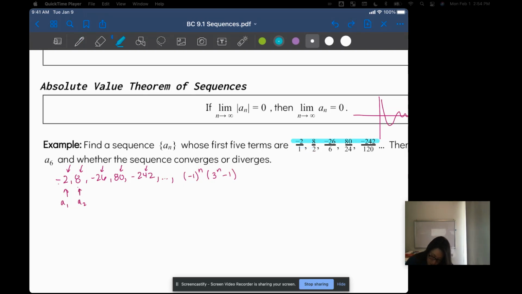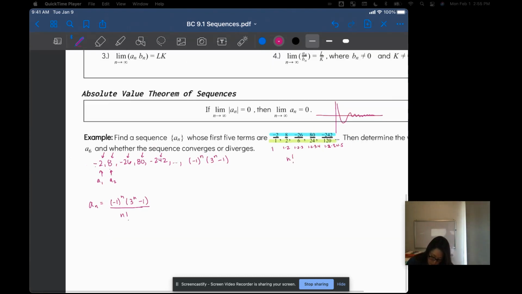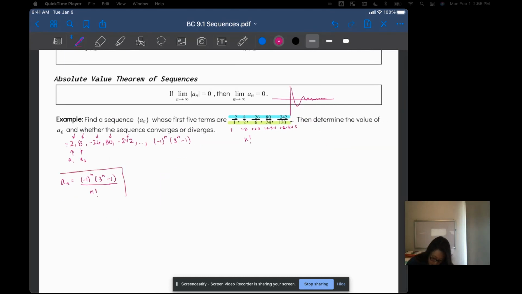The denominator is the pattern of 1, then 1 times 2, then 1 times 2 times 3, then 1 times 2 times 3 times 4, then 1 times 2 times 3 times 4 times 5. I recognize this 1, 2, 6, 24 as n factorial. Okay, so a sub n will equal n factorial on the bottom, and then the top is negative 1 to the n power times 3 to the n minus 1. Okay, so that is the value of a sub n.